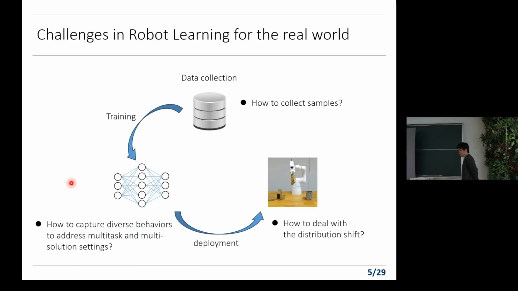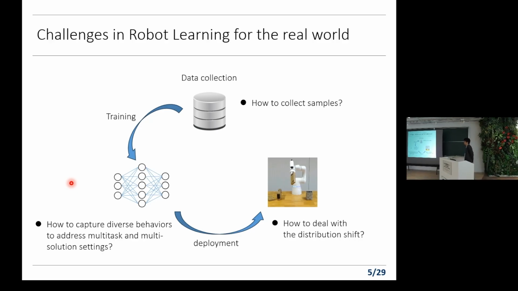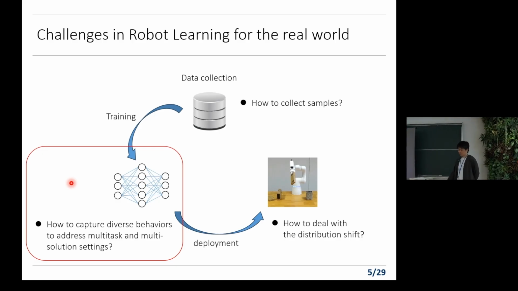So this is a pipeline for training the robot models, but it actually poses technical challenges for robot learning in the real world. First of all, we have to address a problem like how to collect the samples. Then we need to think about how to capture the diverse behaviors during the training. And we need to deal with how to handle distribution shift at deployment. So I will talk about how we address these components in our team.